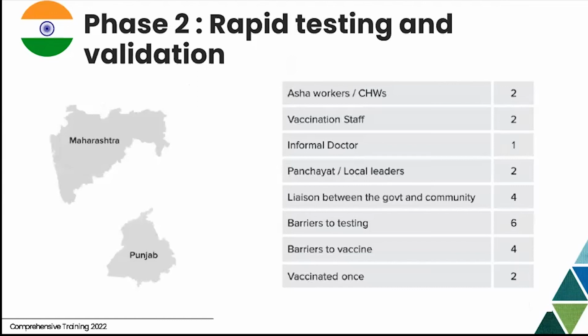And the understanding that was gained from these insights was tested with healthcare workers, with vaccination staff who were involved in vaccination, the informal care providers, the local governance leaders. There was liaison between the government and the community, and specific focus group discussions were undertaken to understand barriers to testing, barriers to vaccine delivery, and what was the hesitancy in going for the second dose of vaccine once they were vaccinated.